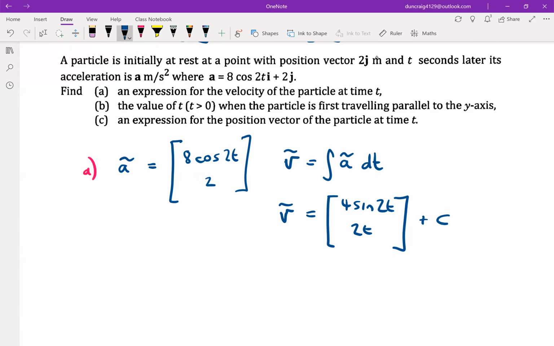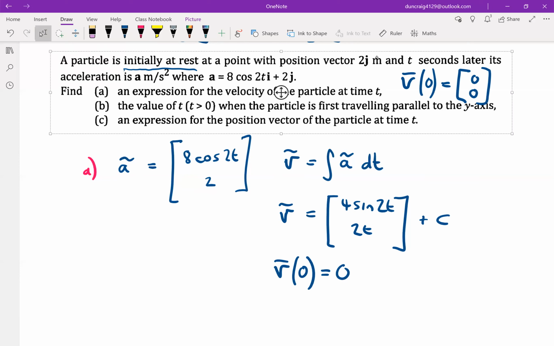Now, it says here a particle is initially at rest. Initially at rest means that velocity at time equal to 0 is just going to be 0, 0. So that means if I sub in, v of 0 should equal 0.